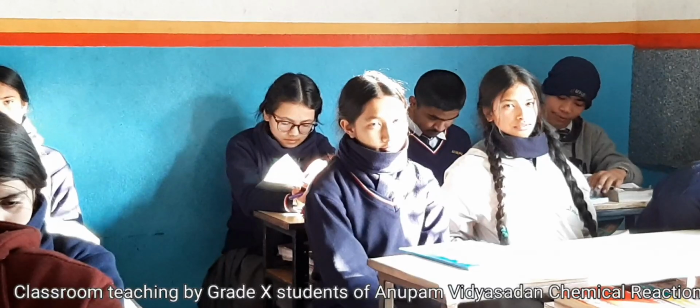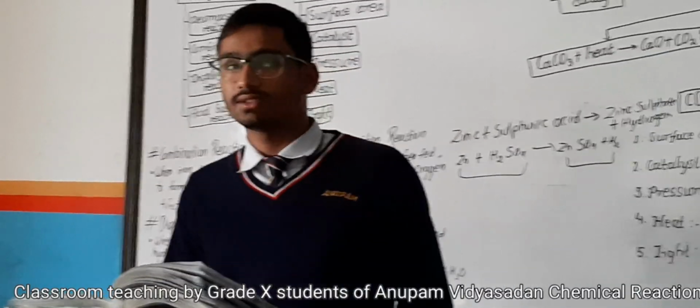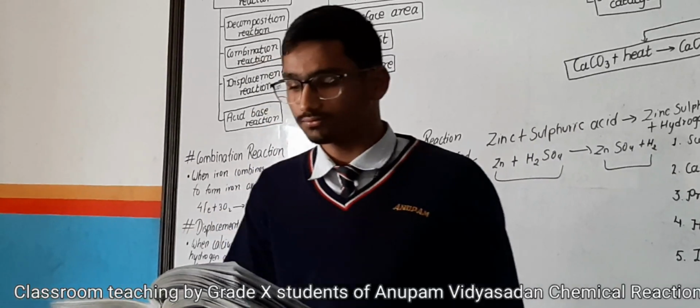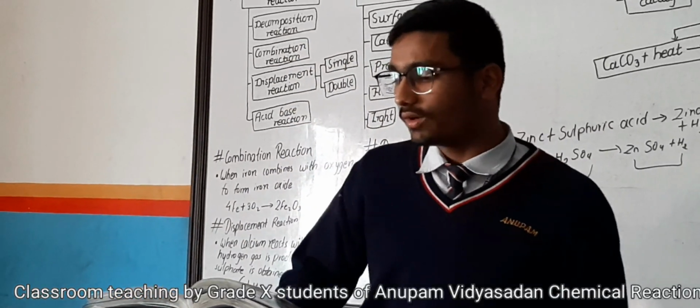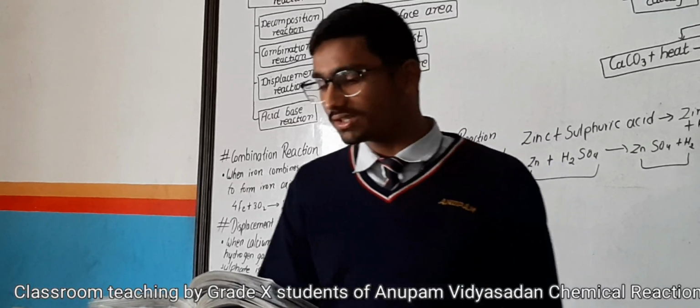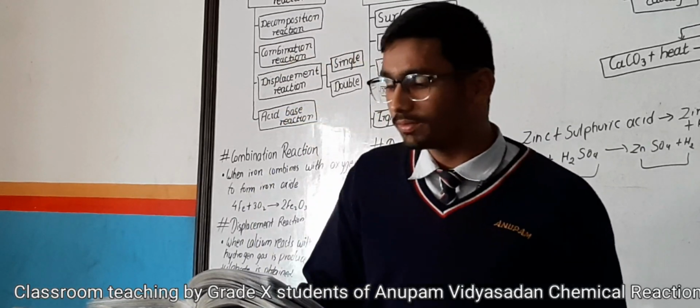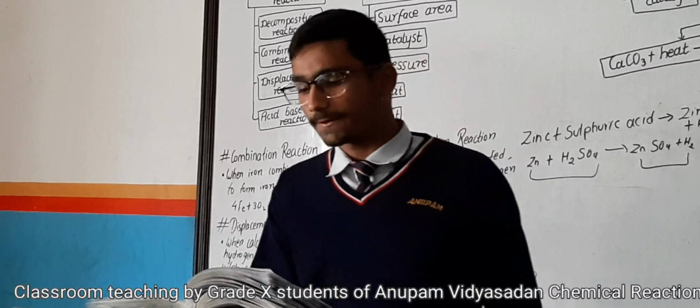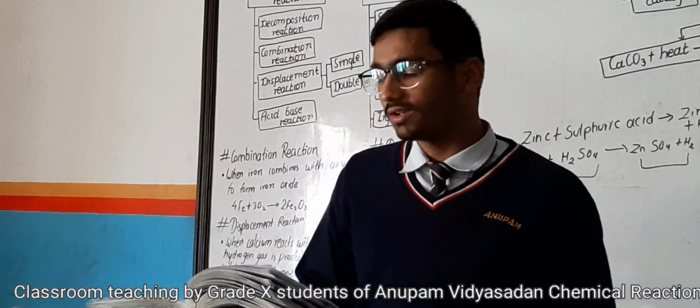In this reaction, acid plus base gives salt and water, for example HCl plus NaOH gives NaCl plus H2O. Another example: when sulfuric acid reacts with calcium oxide, the reaction gives calcium sulfate and water. H2SO4 plus CaO gives CaSO4 plus H2O.